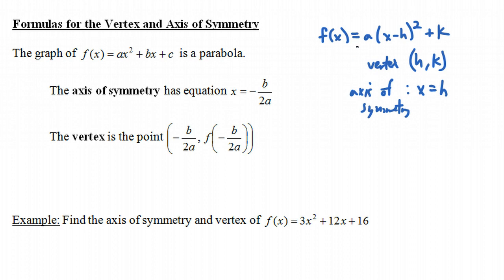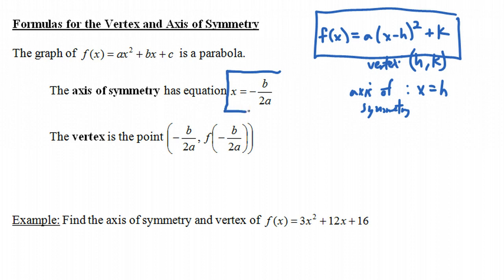But a lot of times we're not given our parabola in this form. We're given the parabola in the form ax² + bx + c. So what is the equation of the axis of symmetry? In that case, it turns out that it is x = −b/(2a).